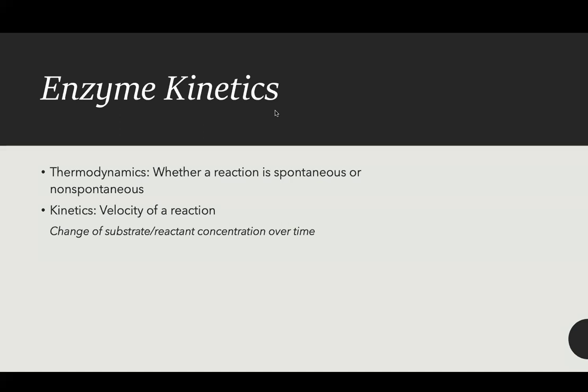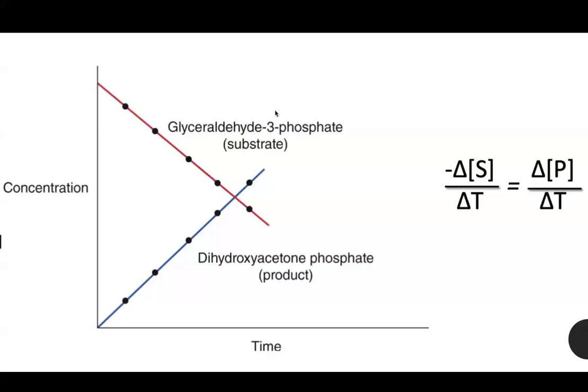All right, jumping into the next section, enzyme kinetics. So how is the rate of reactions determined? We have thermodynamics, which tells us whether a reaction is spontaneous or non-spontaneous. And we have kinetics, which tells us about the velocity of a reaction, so the change of a substrate or reactant concentration over the span of time.